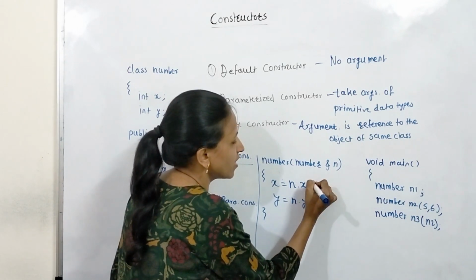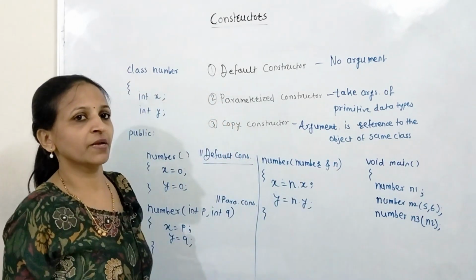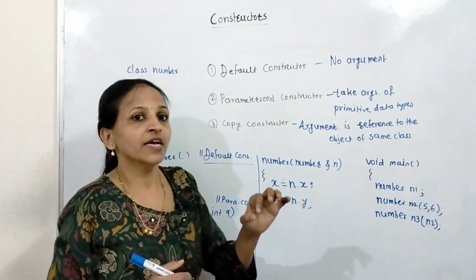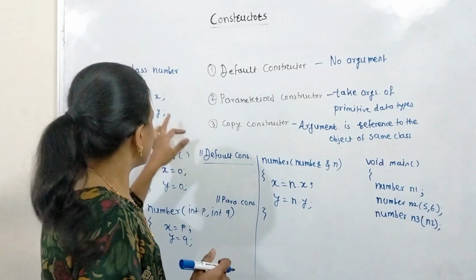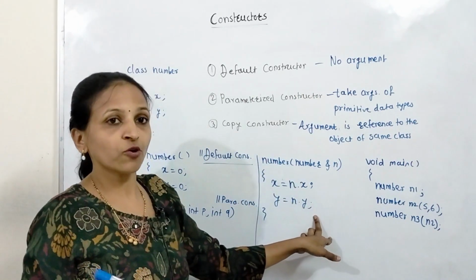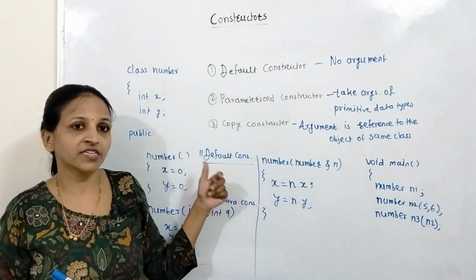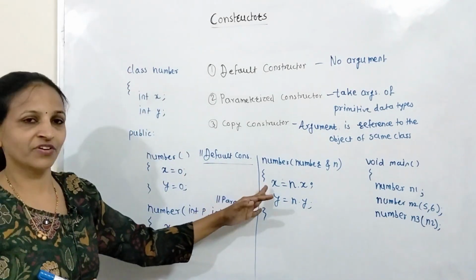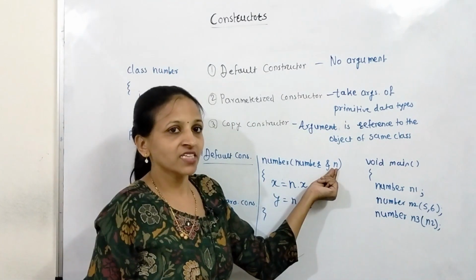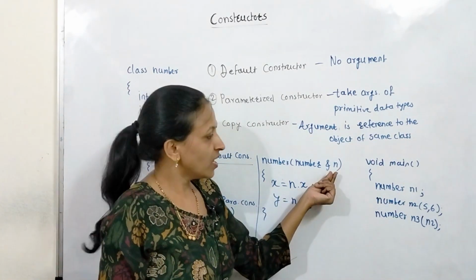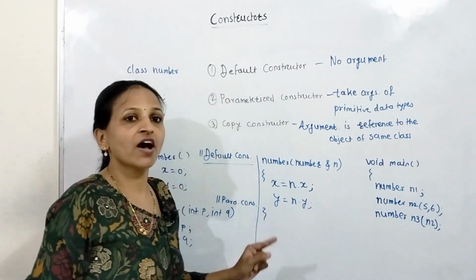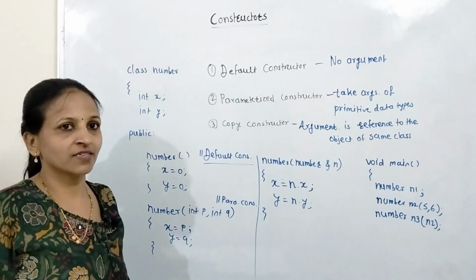Now x and y of that n is easily accessible here because we are accessing this x and y inside the class. This is private, but still we can access it using object dot because we are writing this constructor inside the class. This is a part of the class. Getting? That's why it is okay. Now object n has internally x and y, and x and y will get copied into x and y of the newly created object. Getting?